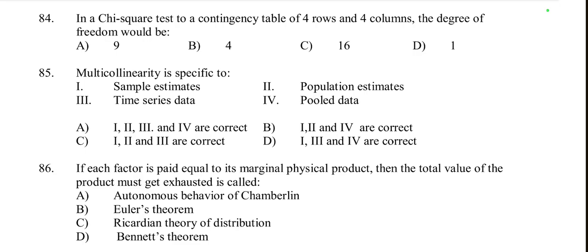First one is sample estimate. It is specific to sample estimate because multicollinearity affects the precision of coefficient estimates in sample data. Then population estimate: no, it is specific to sample estimate, not population estimate, because population estimates are not typically affected by multicollinearity, as it is more of an issue when working with sample data.